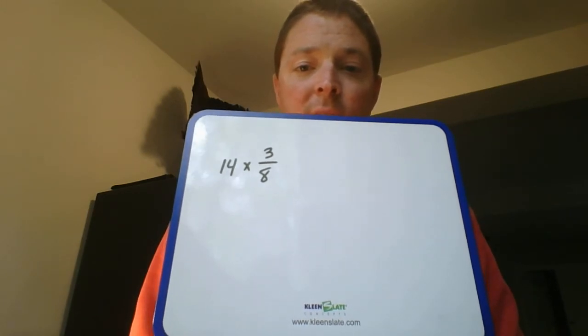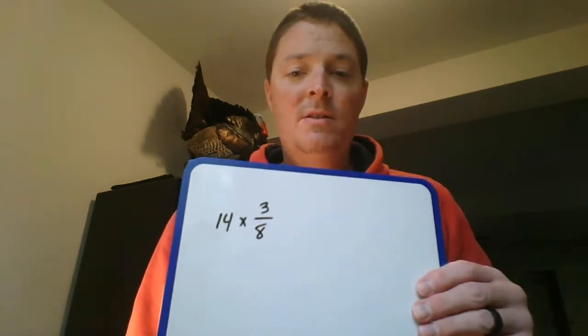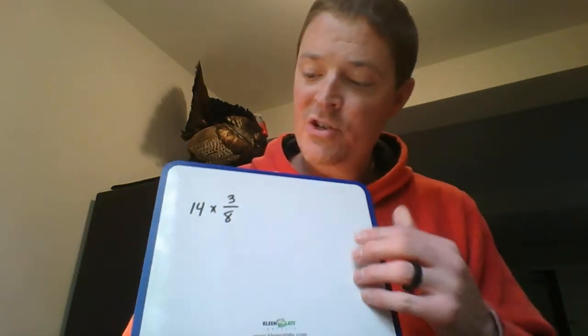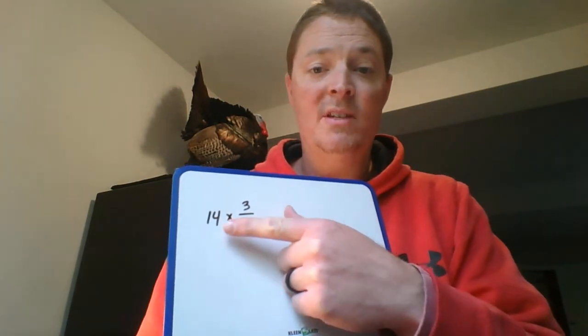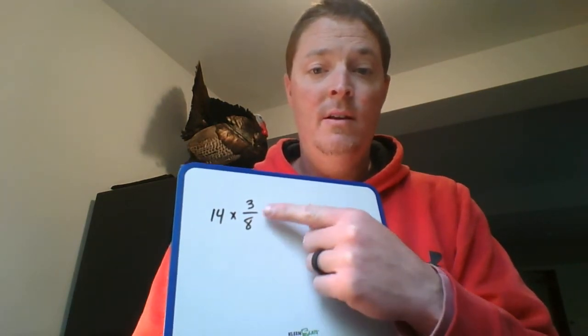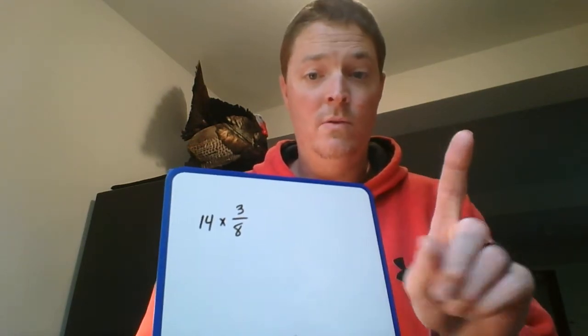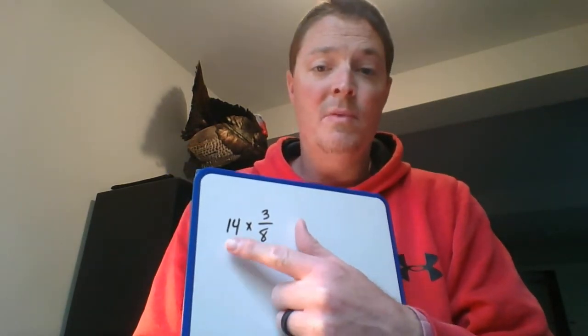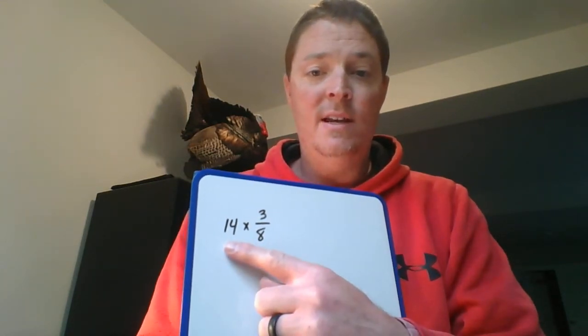Give you a second to think about it. All right, and here's the trick. If you're multiplying a whole number by a fraction that is smaller than one whole, then your answer should be smaller than 14. If this said 8/8, we know that 8/8 is one whole, and in that case, we'll be multiplying 14 by 1, which would give us exactly what we started with, 14.